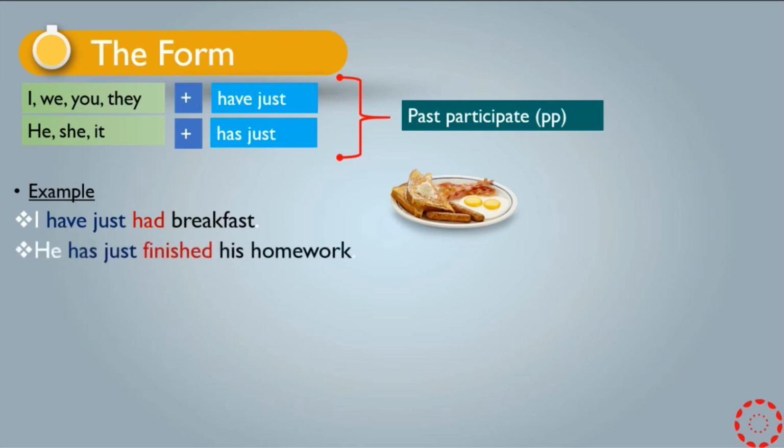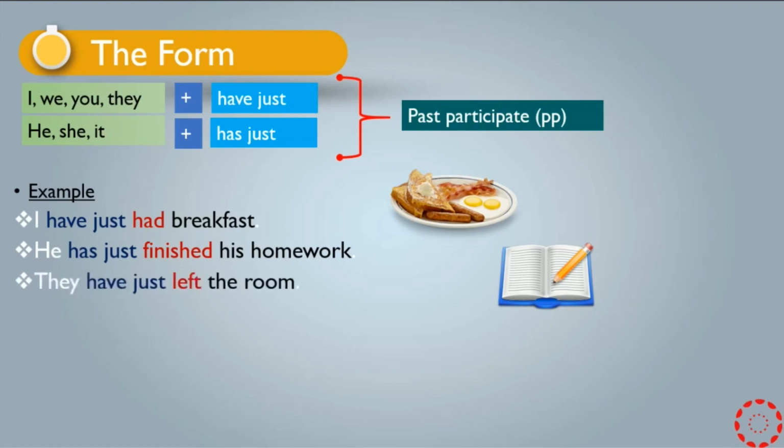Another example that we have: he has just finished his homework. Why did I use has just? Because our subject is the third person singular, and after has just I have the past participle, which is finished, and it is also followed by ed. As I mentioned in the previous lectures, when we have a verb that becomes past with ed, the past participle form will be the same, without changing the structure of the word.